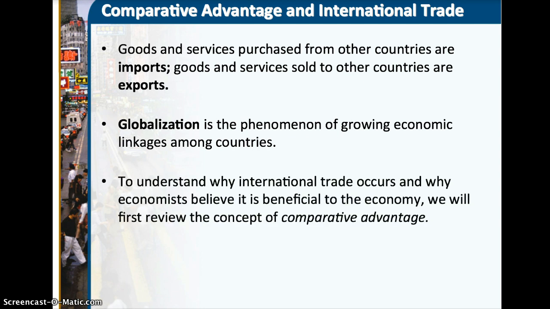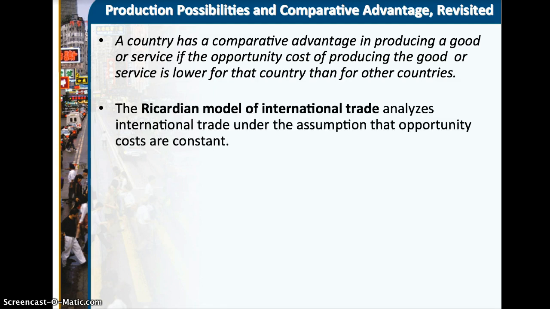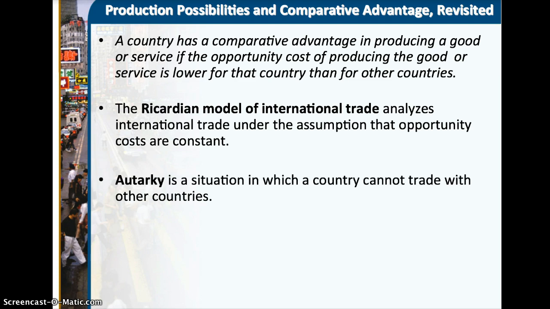To understand why international trade occurs and why economists believe it is beneficial to the economy, we will first review the concept of comparative advantage. A country has a comparative advantage in producing a good or service if the opportunity cost of producing the good or service is lower for that country than for other countries. The Ricardian model of international trade analyzes international trade under the assumption that opportunity costs are constant. Autarky is a situation in which a country cannot trade with other countries.